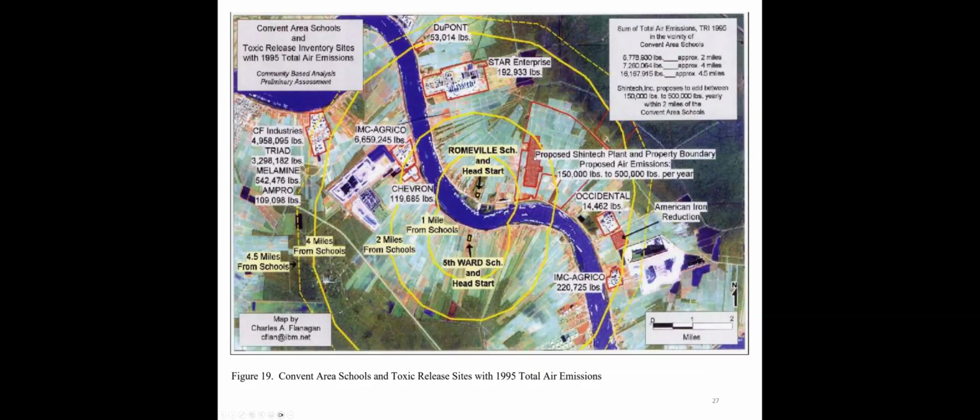And then they changed the context. So they added the Shintech, but they also showed all of the other plants that are in the area. And they put the proposed air emissions from the Shintech plant, and they put the actual emissions from the surrounding plants. And they put it over color imagery. So the point is both maps are true. Both tell the truth of what's going on. Both are accurate, but they give you a very different picture of what's going on.